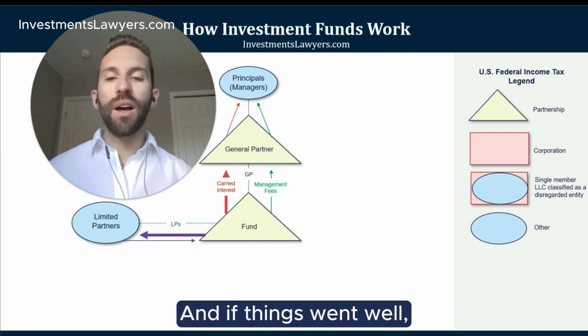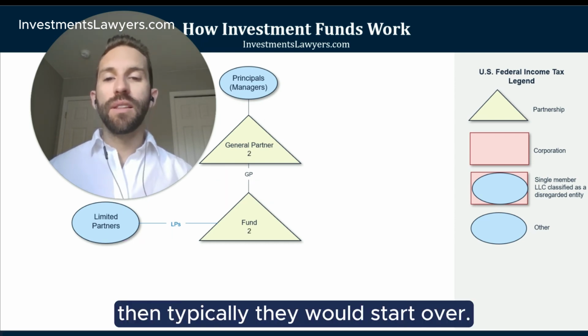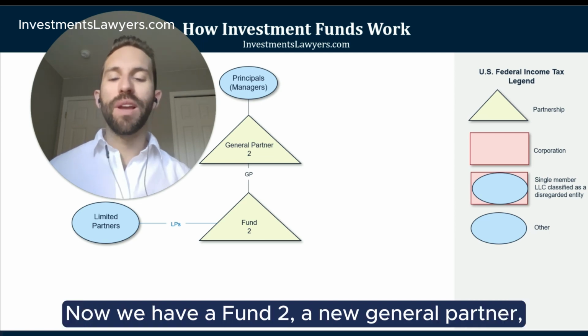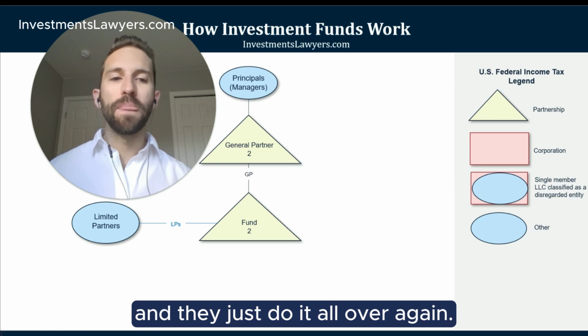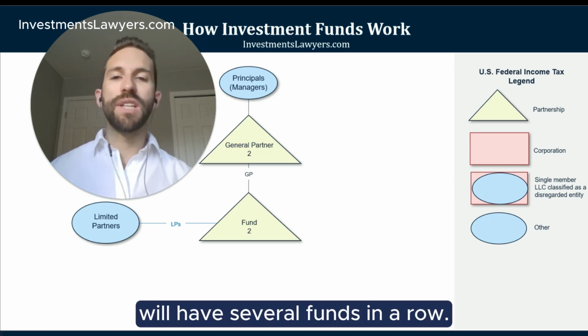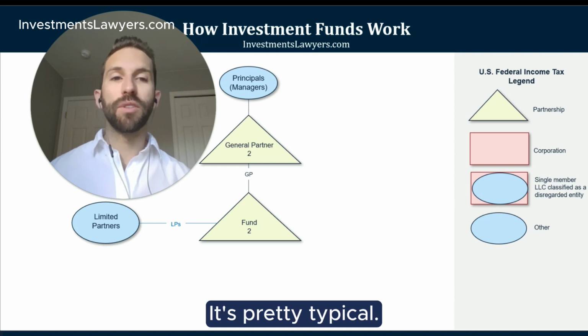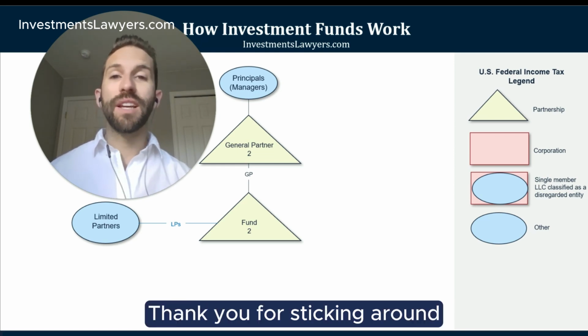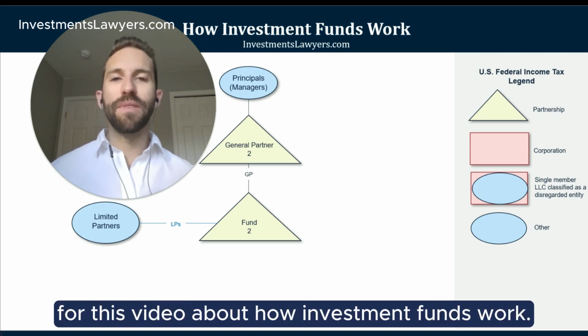And if things went well, then typically they would start over. And now, we have a fund two, a new general partner, and they just do it all over again. Many successful investment firms will have several funds in a row. It's pretty typical.